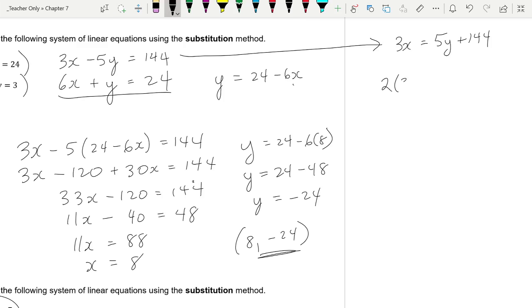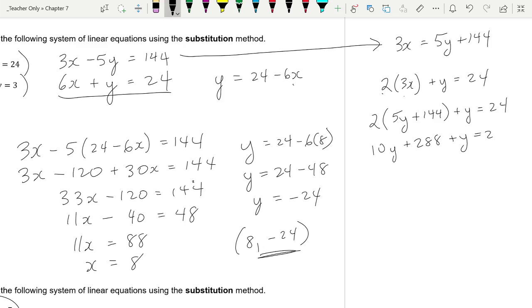And then in this equation, you know what 6x is? 6x is 2 times 3x. Do you agree with that statement? 6x is 2 times 3x. So since 3x equals 5y plus 144, I can replace this 3x with 5y plus 144. And then that's going to be 10y plus 288 plus another y is equal to 24.